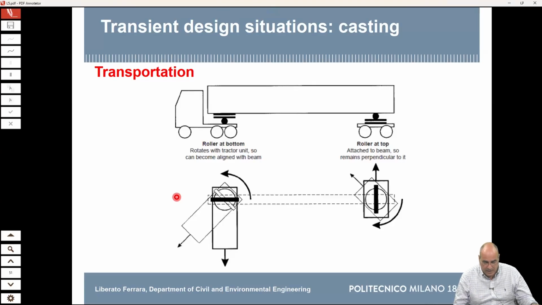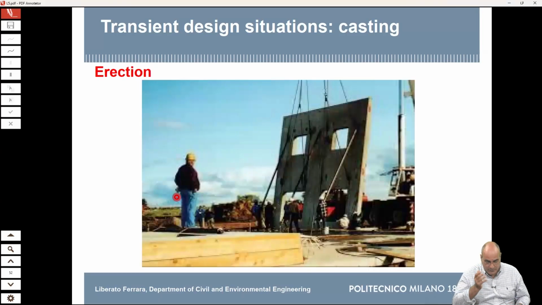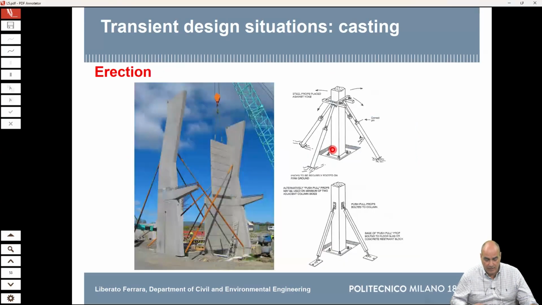Other information: you have to allow some movement, because otherwise, if your constraints are fixed, you induce some additional restraint forces to your element that it is not designed for. This is some erection. You see, this is a complete facade which is lifted. You can see also here something, I will not say a complication, that has to distribute the lifting forces that you have to deal with.